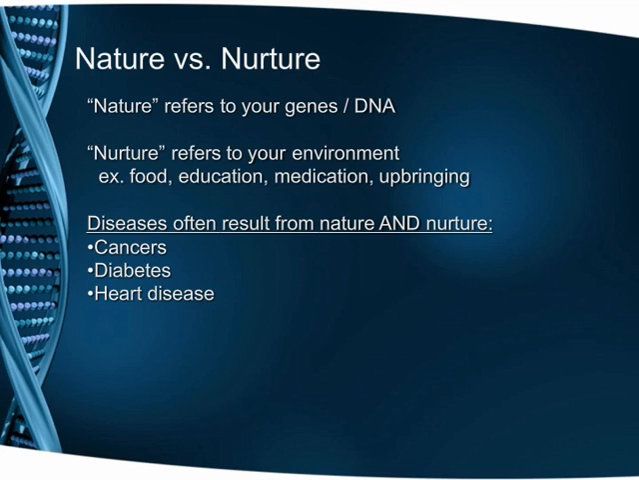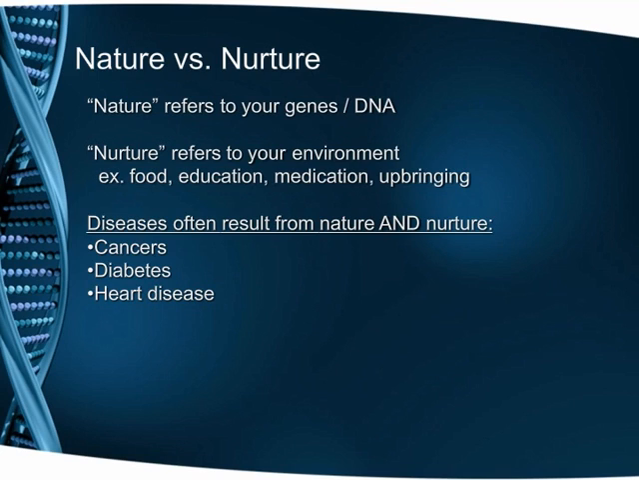In humans and other organisms, diseases are often a result of nature, components in your DNA, and nurture, how you are taken care of. Three examples of these diseases that you need to record in the space provided are cancers, diabetes, and heart disease. What this means is you may have a genetic predisposition for one of these traits.